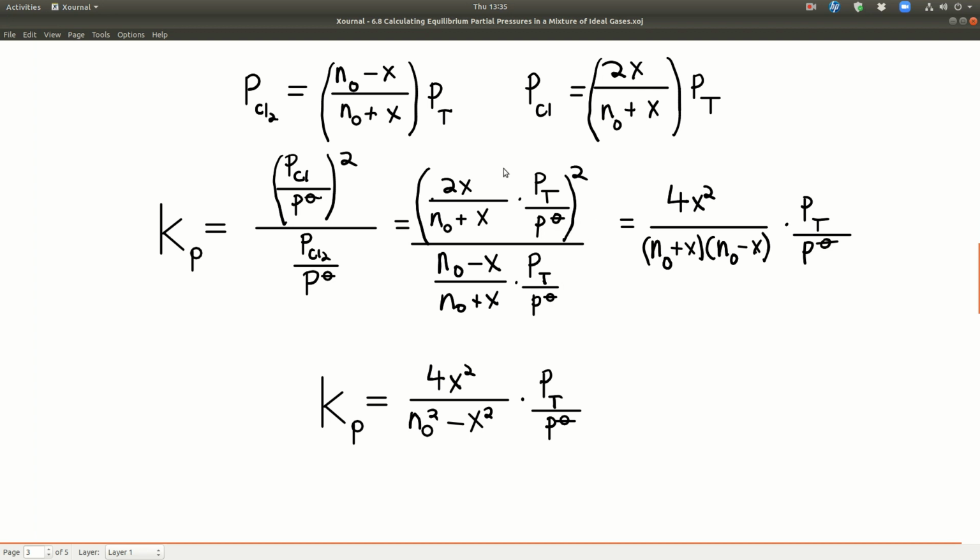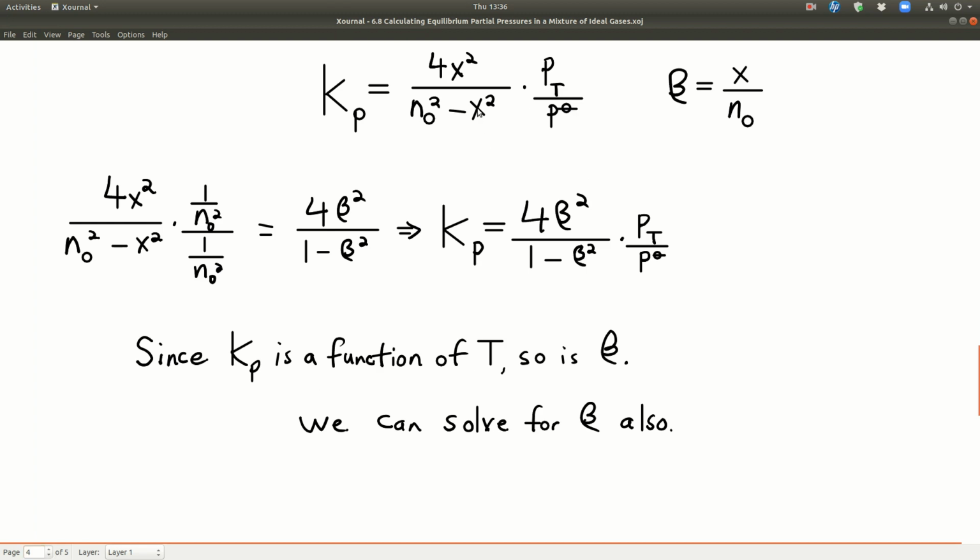When you multiply this out, 2X squared is 4X squared. One of these N0 plus X's cancels with this one. We have one N0 plus X left in the denominator. We have N0 minus X in the denominator for this. One of the total pressures cancels. We have one left in the top. Likewise, one of the 1 bars, the standard pressure, cancels and we get 1 in the bottom. So we get this expression here. If we multiply out the two terms, we get plus N0X minus N0X, they cancel, and we get N0 squared minus X squared. So that's what we got.